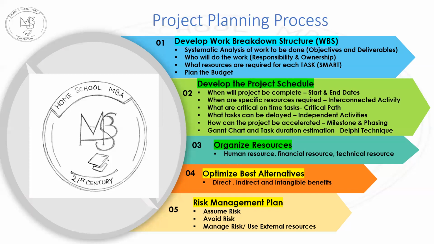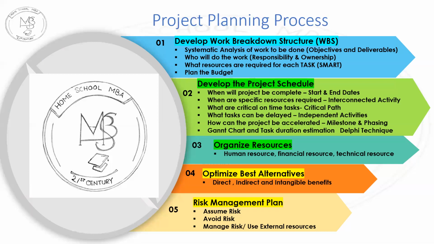How can the project be accelerated? Now, this is very important. The managers have to set phasing or milestoning. Phasing means three types of phasing: short term, medium term, and long term. For every short term, you set a milestone that the first phase shall be completed by so and so date, and make sure that it is completed. Make sure that raw material and resources are made available for the first phase, and then you meet the milestone.